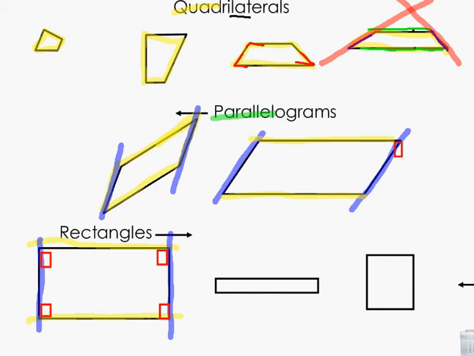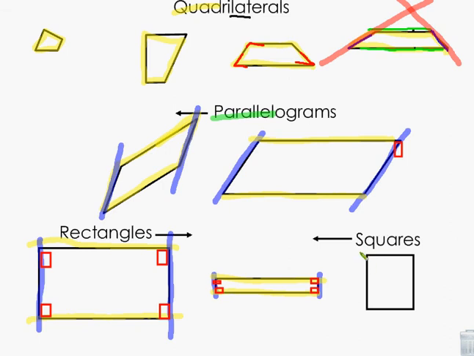This is also a rectangle because it has opposite sides that are parallel. It has square corners. And it looks just like this one, only it's a little bit skinnier. This, however, is a special type of rectangle because it is a square.